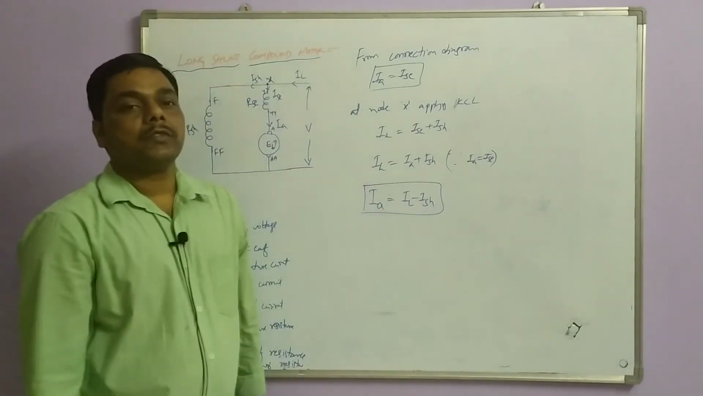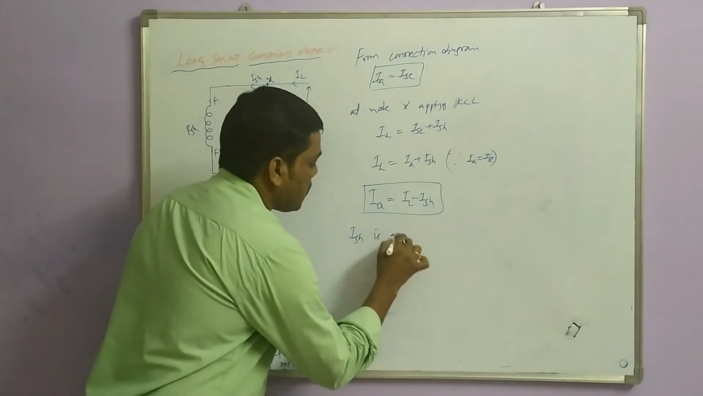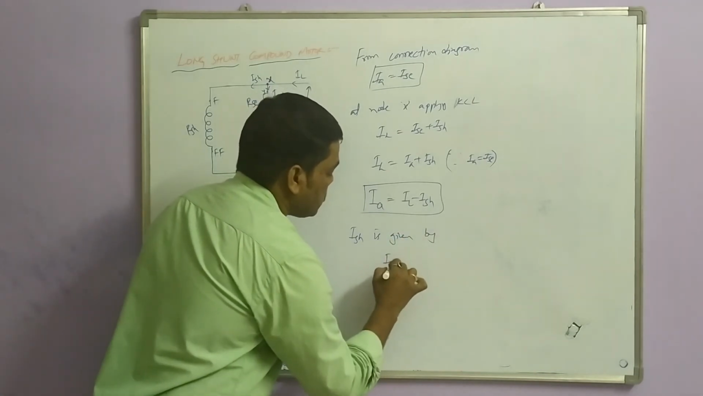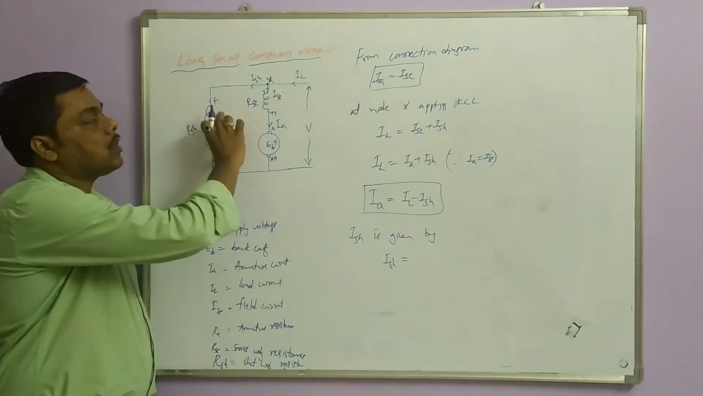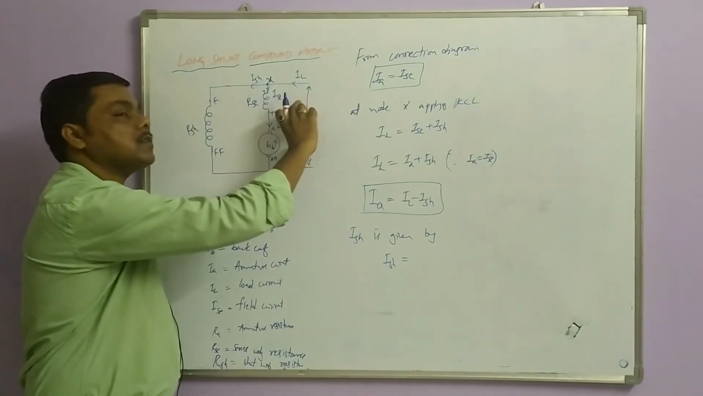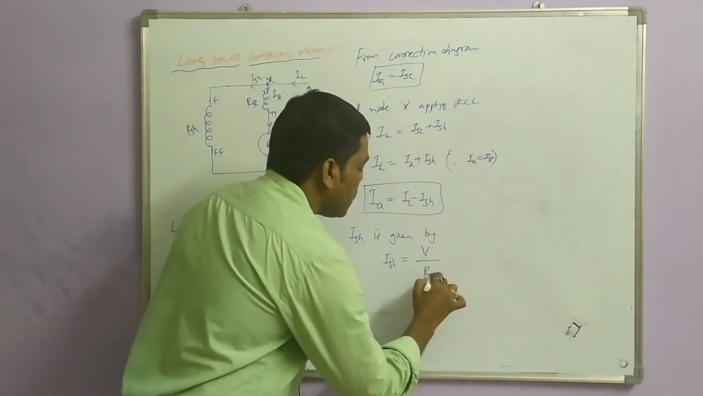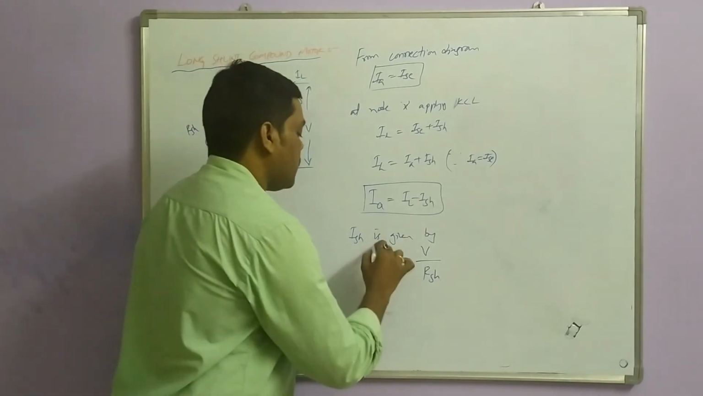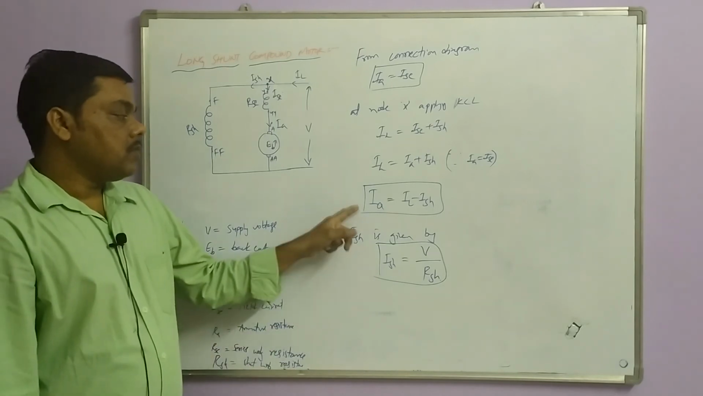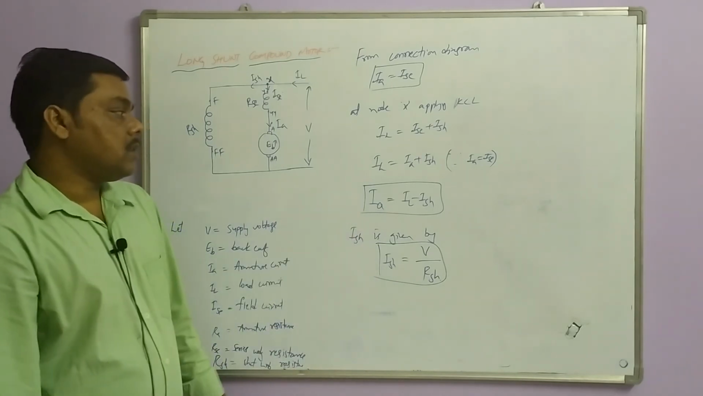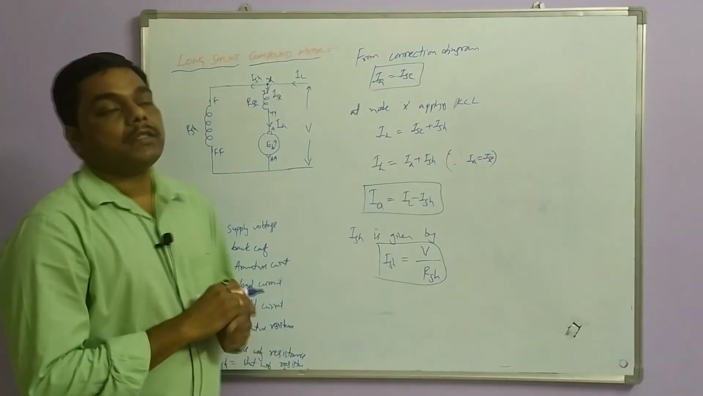Then what is ISH once again? Similar to the shunt motor, the total field winding is connected across the same voltage. So ISH is equal to V by RSH. Now we can determine the shunt field current, and then the armature current. The relation is IA is equal to IL minus ISH.